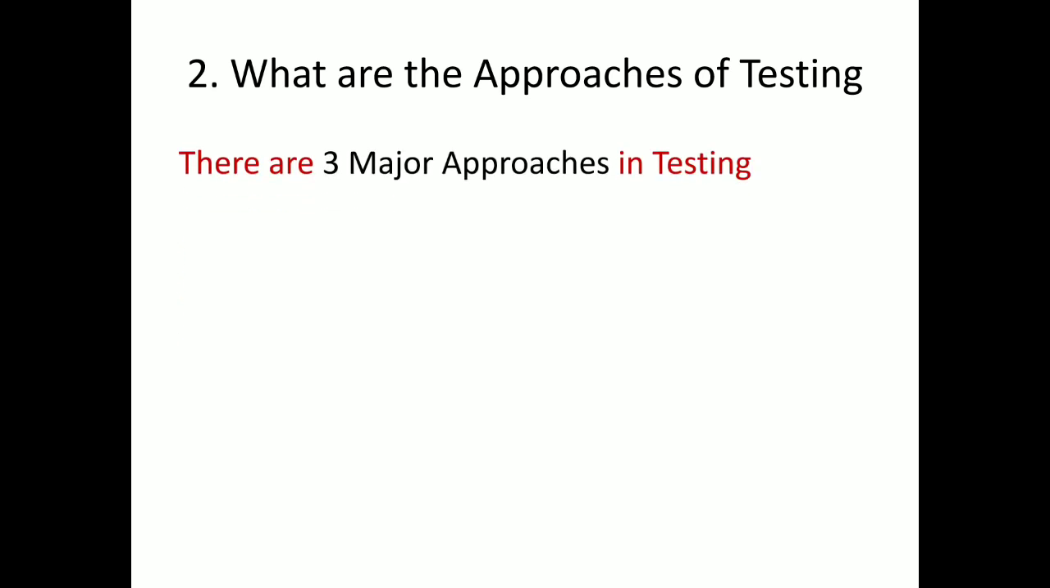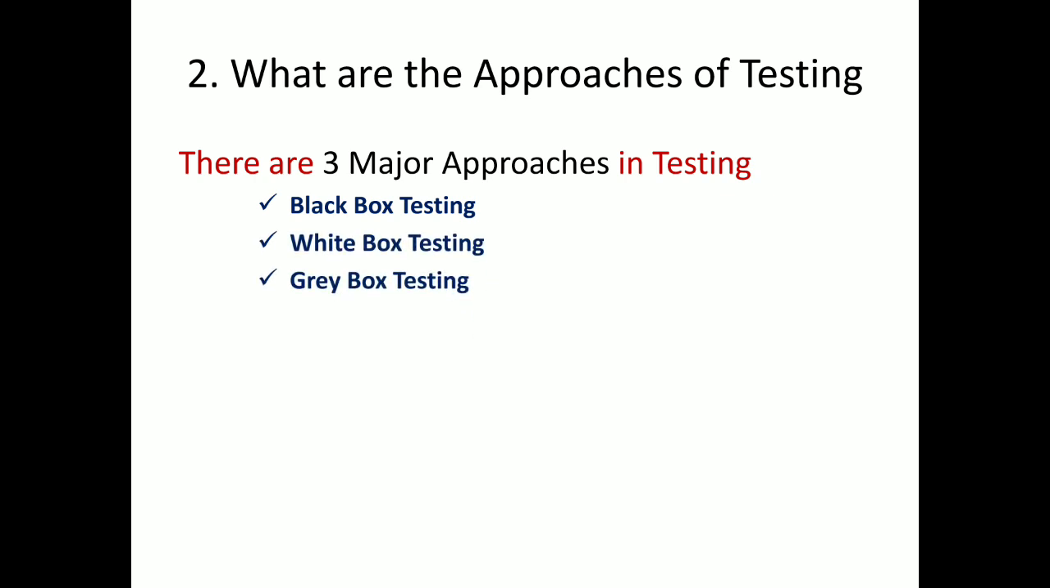What are the approaches of testing? There are three approaches: black box testing, white box testing, and gray box testing. In many organizations, gray box testing is not in use. They do only black box testing and white box testing. But the combination of black box and white box is derived as gray box testing nowadays. So black box and white box are mandatory, but gray box is optional, and not every organization follows it. So these are the three approaches.